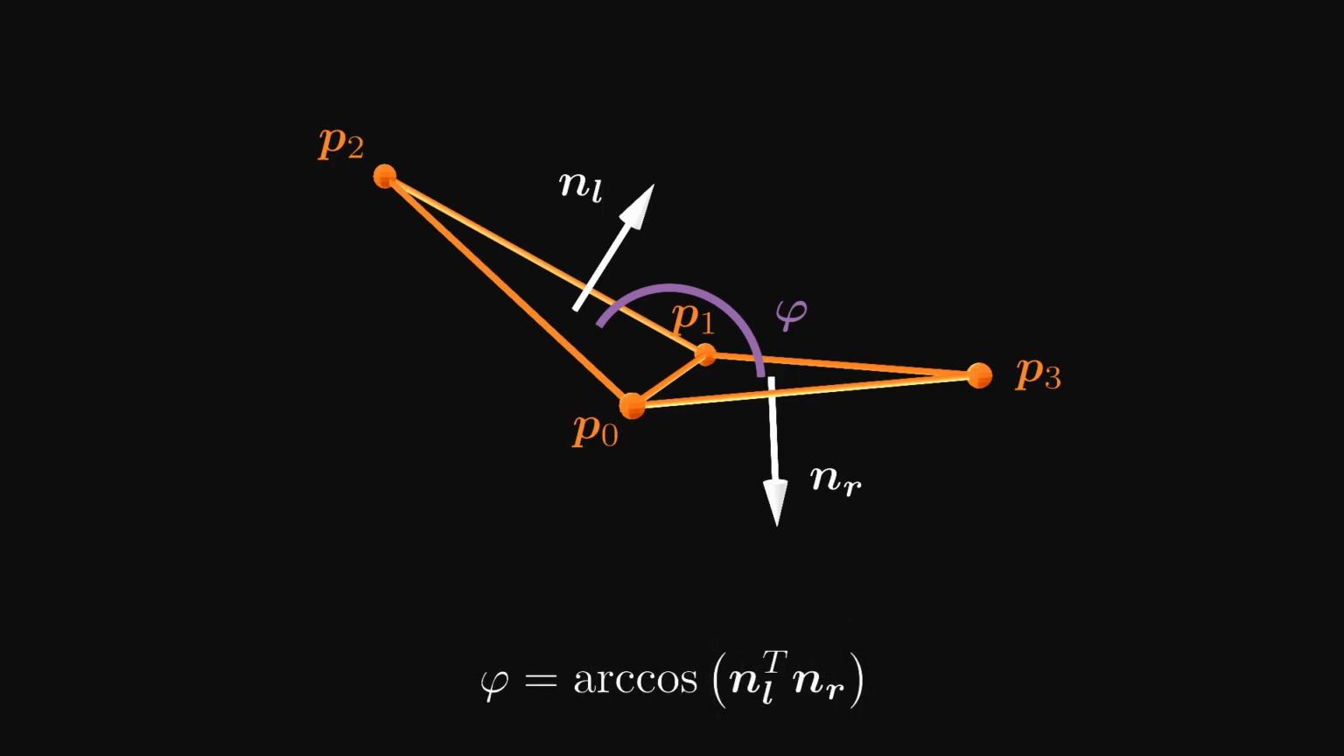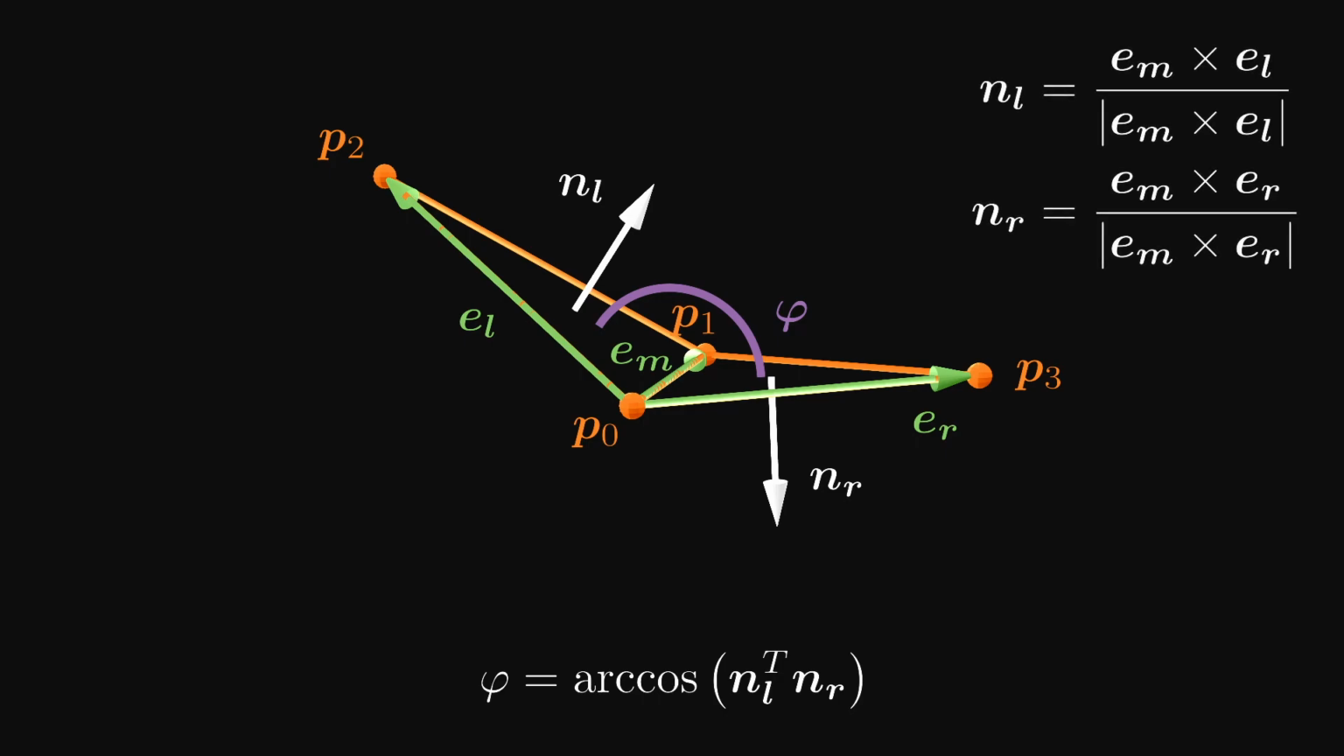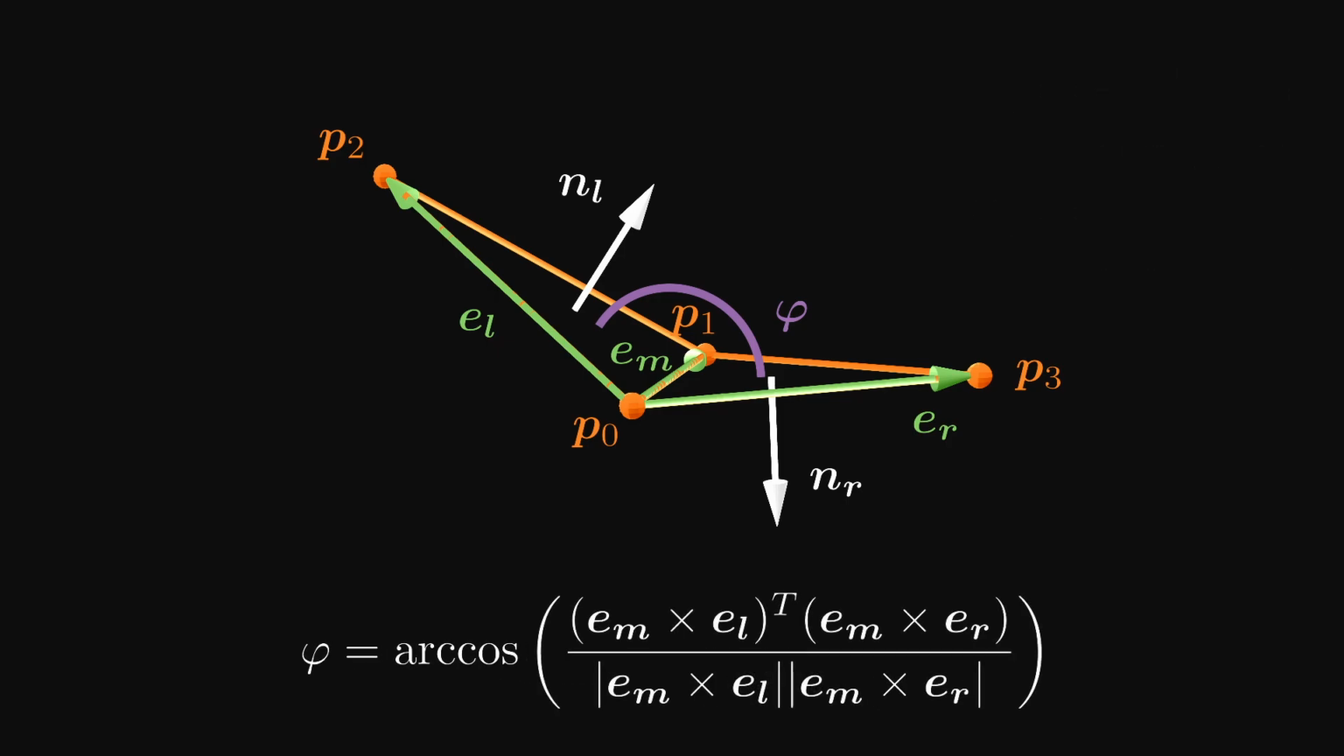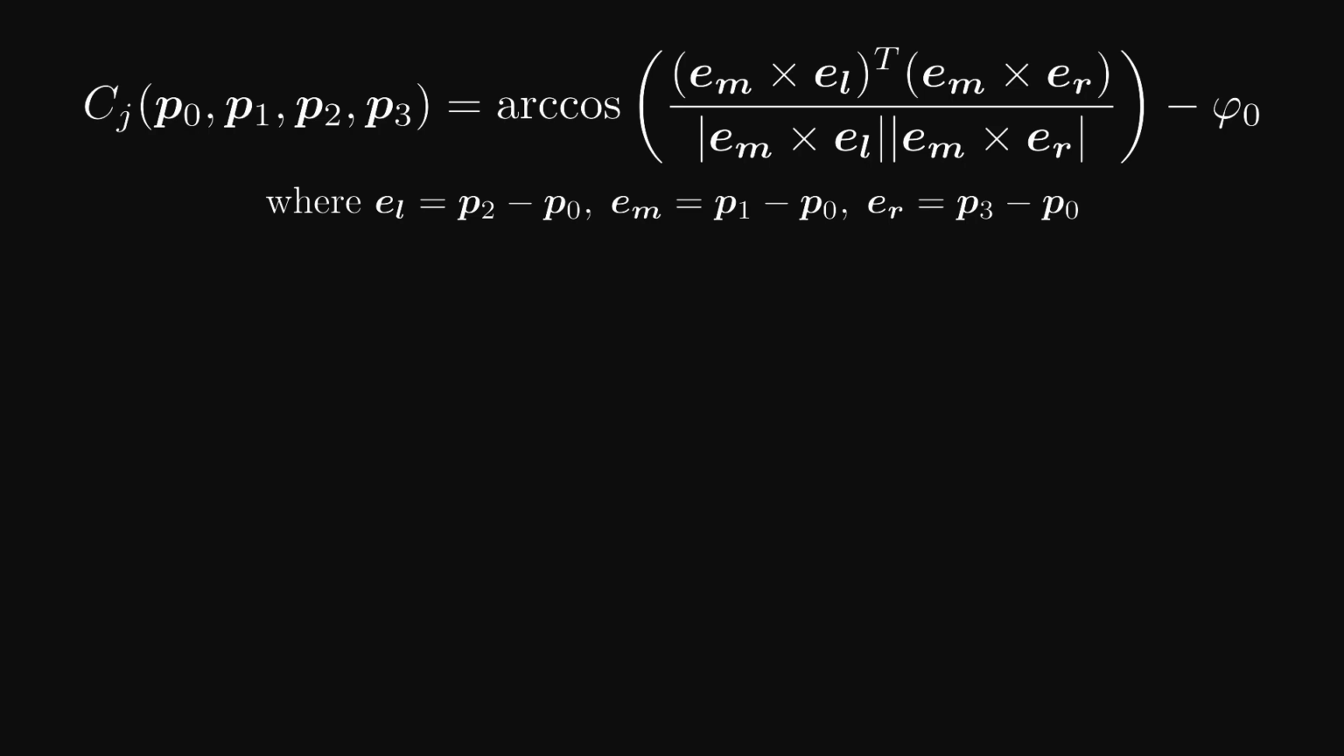They can be computed with the three edge vectors el of the left triangle, em of the shared middle edge, and er of the right triangle by using the cross product like this. Dividing the products by the lengths ensures that the normal vectors are actually normalized. Phi can now be inserted into Cj to get its final form. As you might already be familiar with by now, to solve the constraint, the expression needs to be derived with respect to the four positions P0, P1, P2 and P3 that are contained in x.